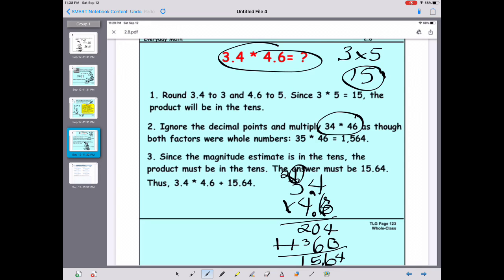Make it closest to 15. The decimal has to go here, so the answer is 15.64.